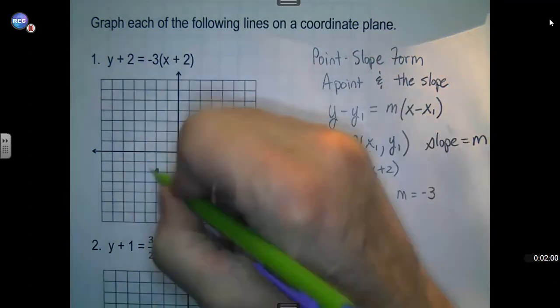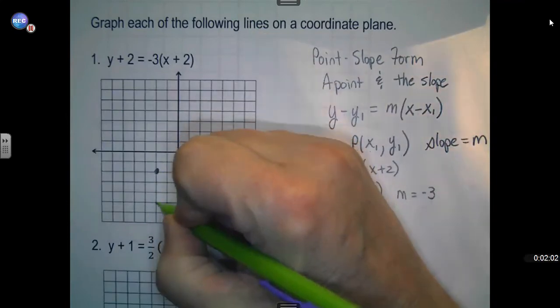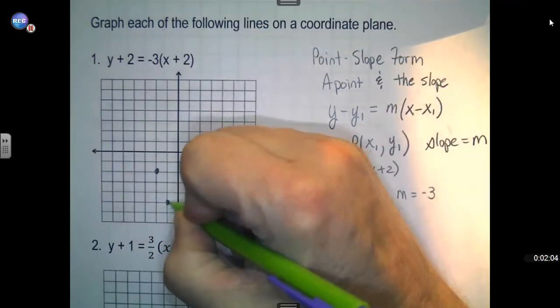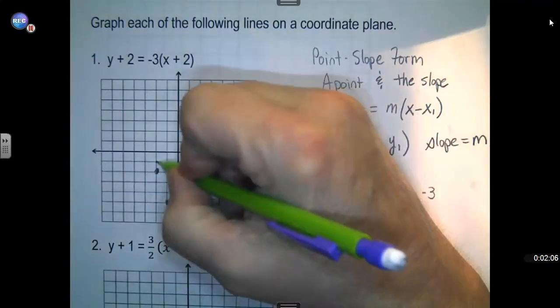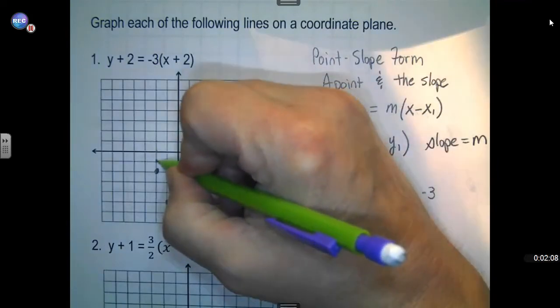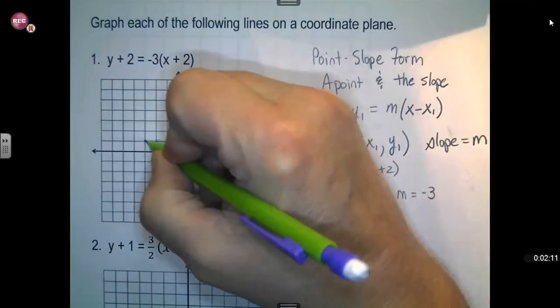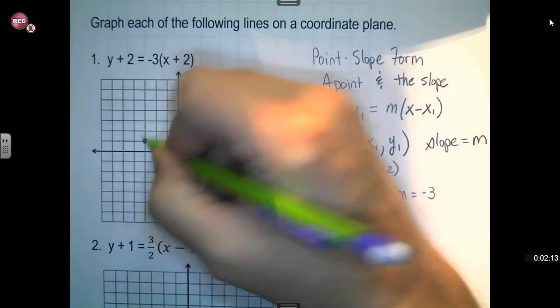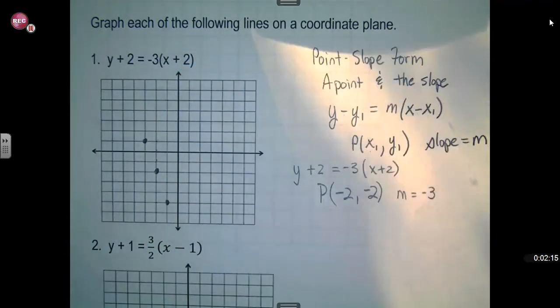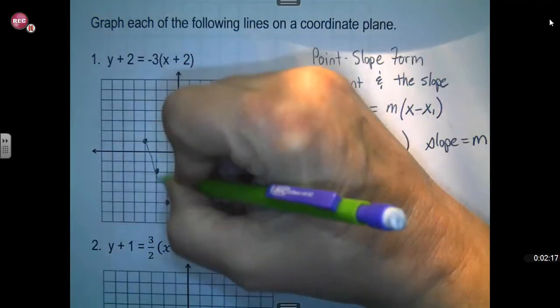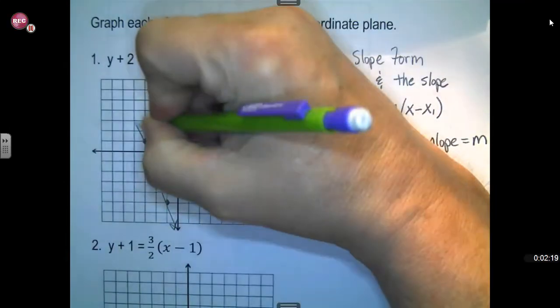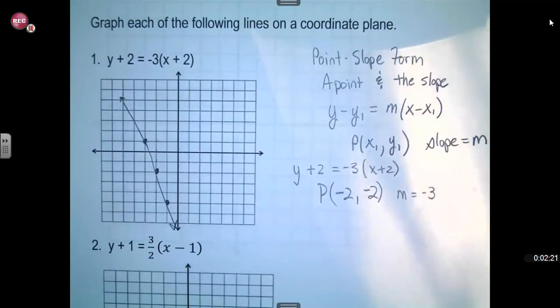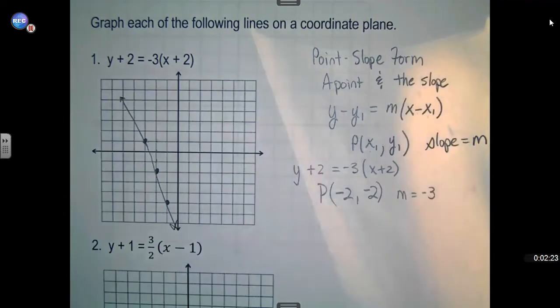and then I'm going to rise negative 3 and run 1. Okay, or I could rise positive 3 and run negative 1. Either way, this line has to have a negative slope. And so that is it. That's all we have to do. That's a terrible line, but I apologize for that. But that's what we're doing now.